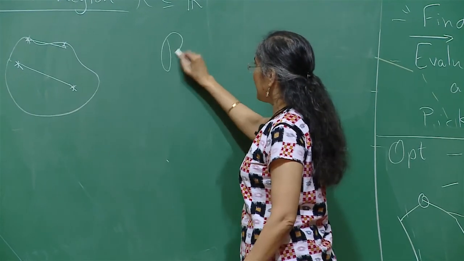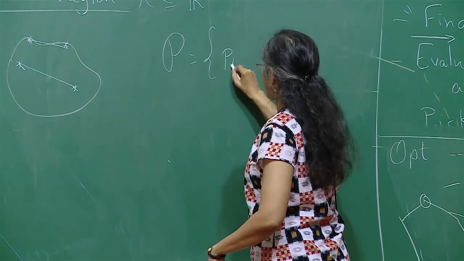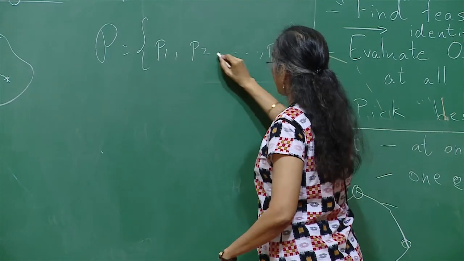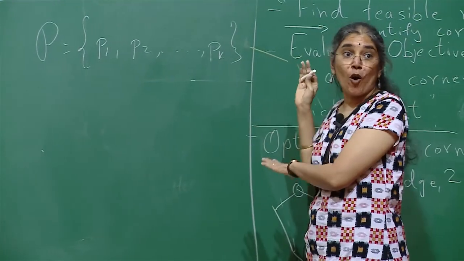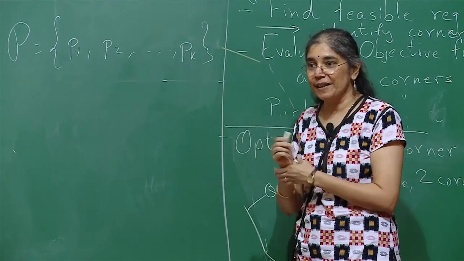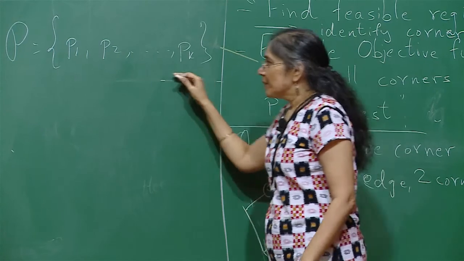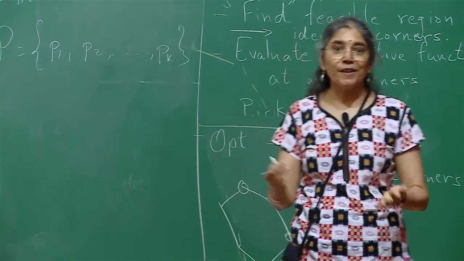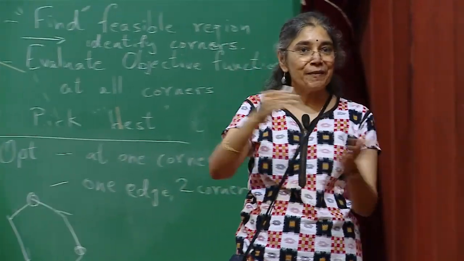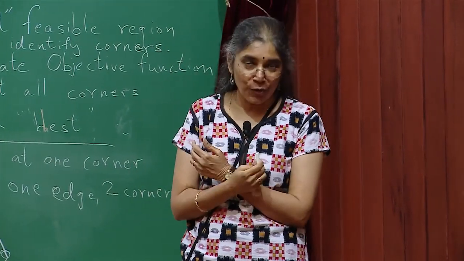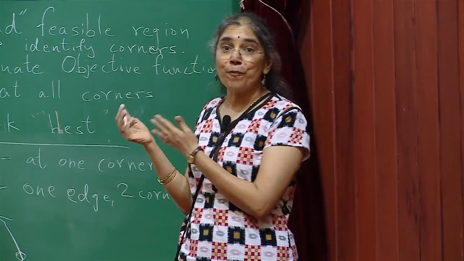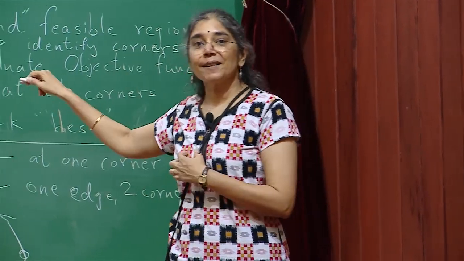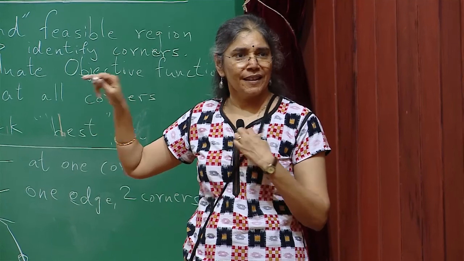So, let us say P is a set of finite points, P1, P2, Pk. Maybe it is the set of corners from my feasible region. Based on this set of points, can I somehow define a convex region? So, now we are doing a reverse engineering. From the feasible region we went to corners, now can we do the opposite, go from a set of points to a convex region for which these are the corners. Can we always do that?